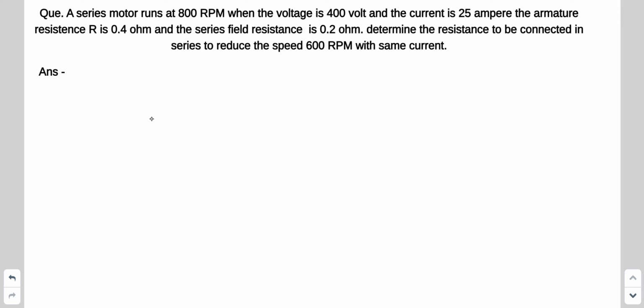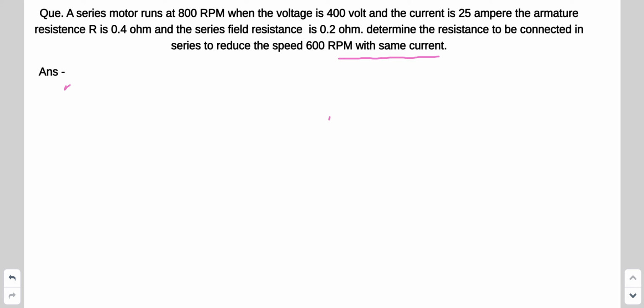Hello friends, today we will solve a numerical based on the speed control of DC series motor by resistance method. So our question is, a series motor runs at 800 rpm when the voltage is 400 volt and the current is 25 ampere. The armature resistance is 0.4 ohm and the series field resistance is 0.2 ohm. Determine the resistance to be connected in series to reduce the speed to 600 rpm with the same current. This is the given condition that we have to keep the same current.